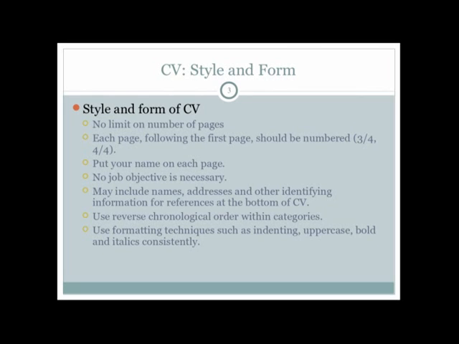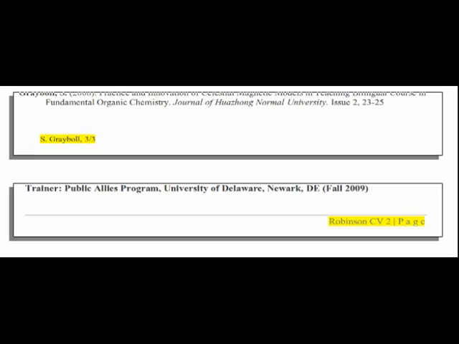And one of the characteristics of a CV, or vita, that's another way to abbreviate it, is that there's no limit to the number of pages, as opposed to a resume, which is usually kept to two. Each page following the first page should be numbered. And why should it be numbered? Because you want other people to find it clearly and easily. And so saying 3 out of 4 or 4 out of 4 assists in that process. Every page ought to have your name.